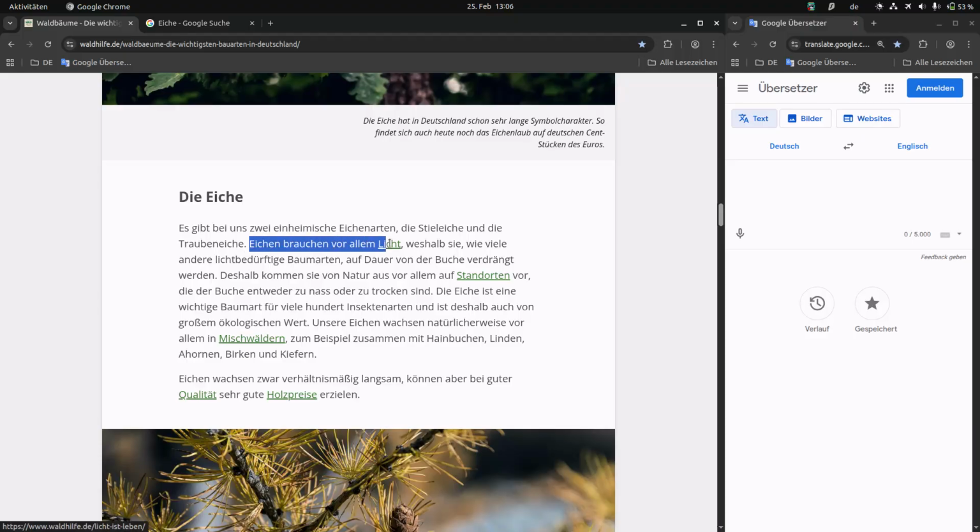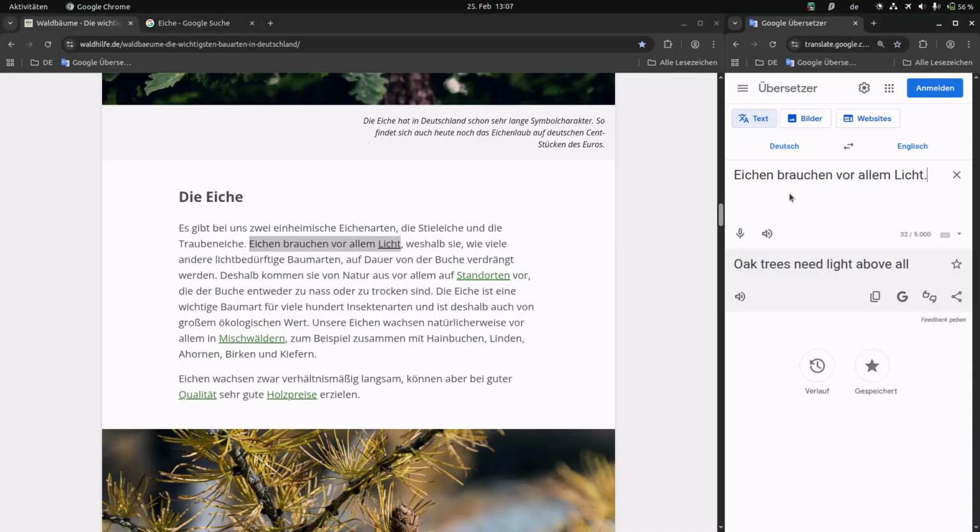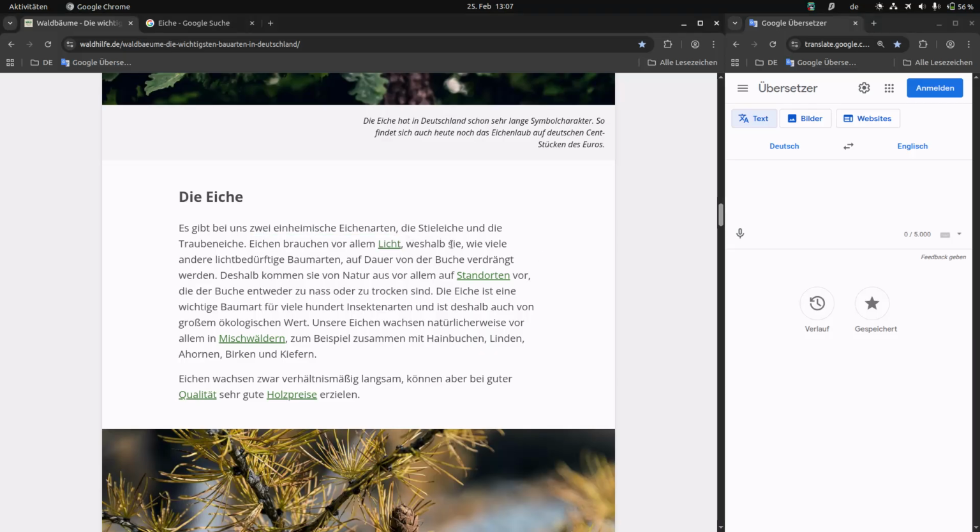This is the main clause: "Eichen brauchen vor allem Licht." This could be just a simple sentence like that. And "weshalb sie," which is why they, like many other light-needing tree species, "auf Dauer von dem Buche verdrängt werden." This is also, you could say, shoved into there, put into there, as another subordinate clause.